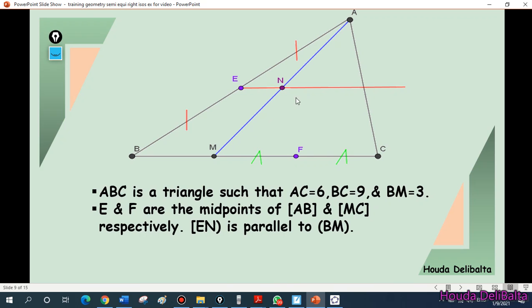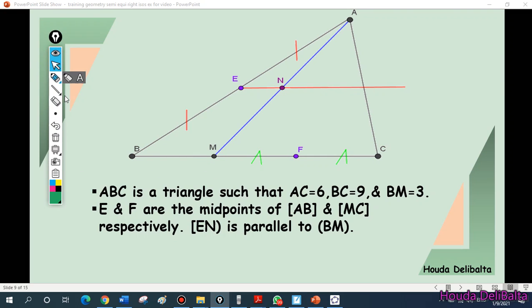But first of all, let's see what's given. We have ABC is a triangle in such a way that AC is equal to 6 and BC is equal to 9. Also, we have that BM is equal to 3. Then the distance from here to here is 3, and since BC equals 9, what remains for MC is 6. Also, we have that E and F are the midpoints of AB and MC respectively. Then F is the midpoint of MC, so we are going to get here a 3 and here a 3. So it's as if we have 3 equal parts, each of them measuring 3. And also we have that EN is parallel to BM, and that's the key to the solution of the first part, as you are going to see.